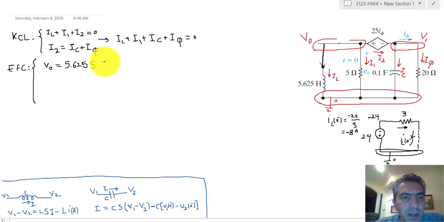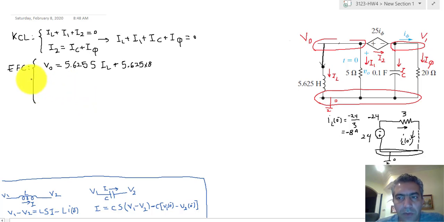Times IL, s minus 5.625 times the initial current. Now the initial current, we know that was minus 8, so that's 8 times 8 with a negative sign, which means that this becomes a positive. Okay, so that's the equation for the inductor.